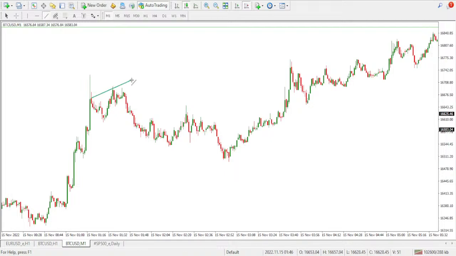Have that, and then we have that. So this is a converging wedge formation. You can see what has happened clearly.